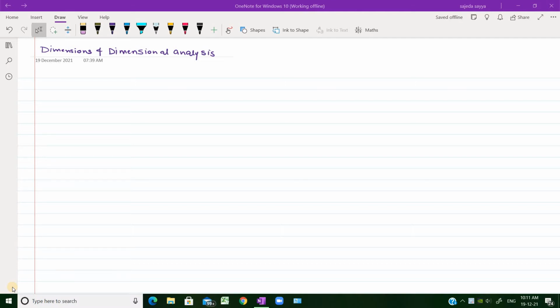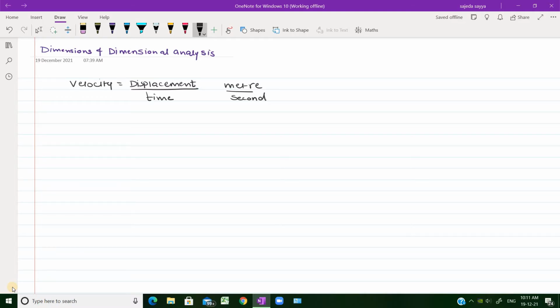So for that, to understand it, before going to the discussion, before going to the definition part, let us try to understand it with the help of one example. I'm taking here the simplest example of velocity. Velocity is displacement upon time. Displacement is measured in terms of meter and time in terms of second.